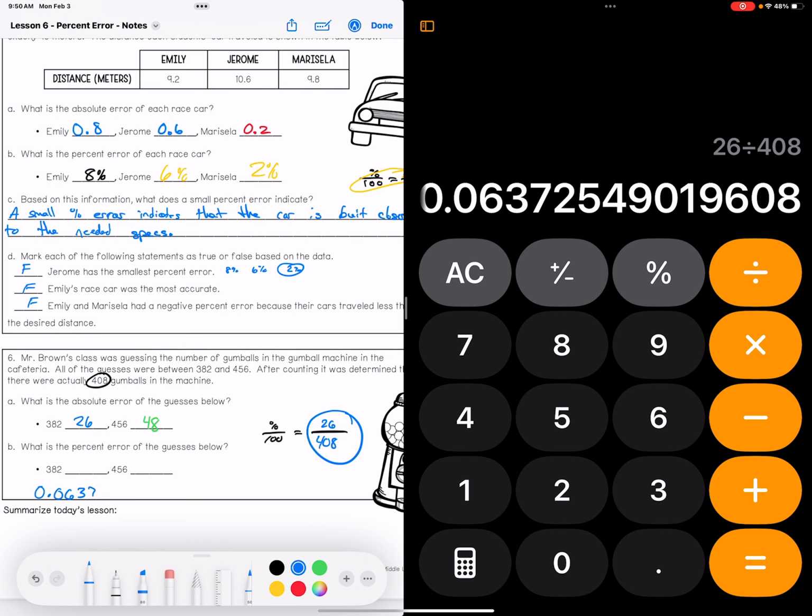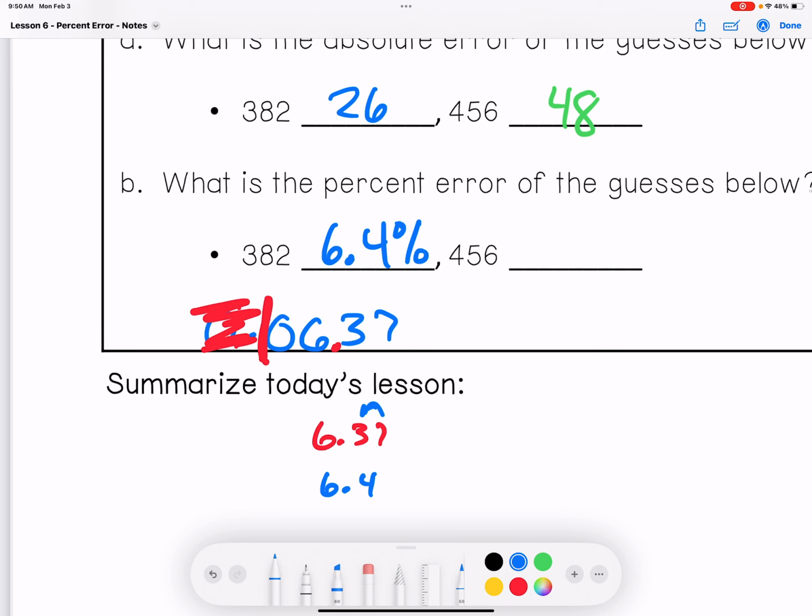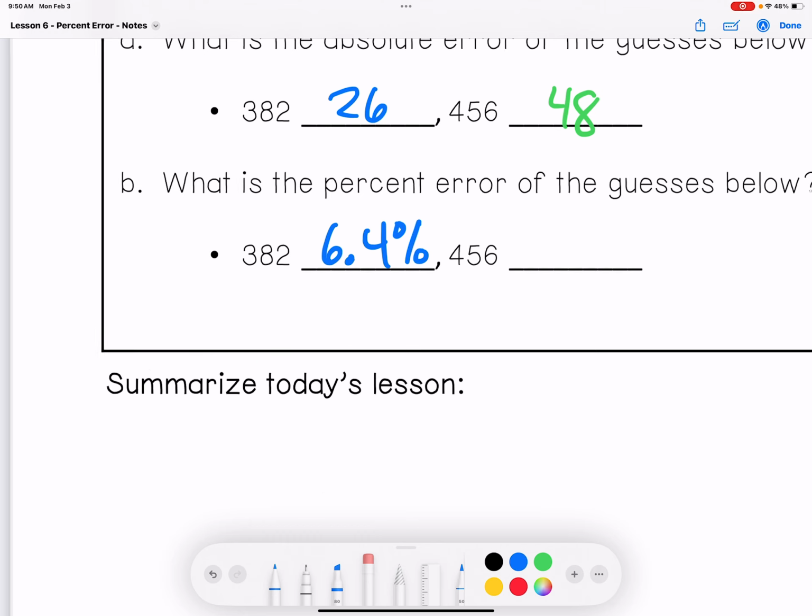Now, remember, we're dealing with percents. These are the numbers I care about. That's where it starts, so just take that away. There's your percent, and then there's your dot. So it's 6.37. Now I want that rounded to the first decimal, 6.4. If you put 6%, okay, but 6.4 is technically correct because generally when you're talking about percent error, we'll round to the first decimal.